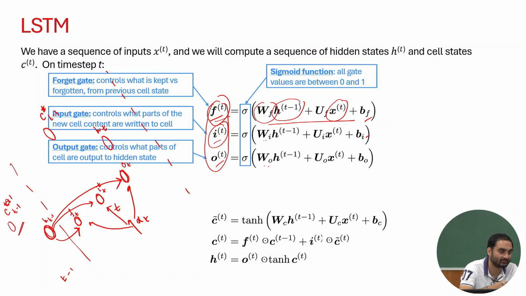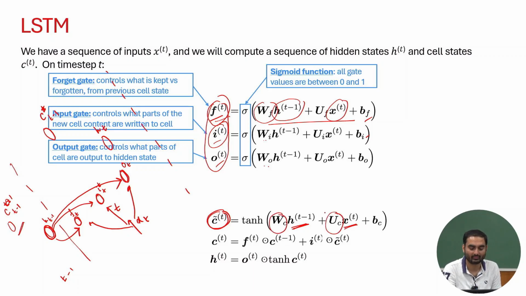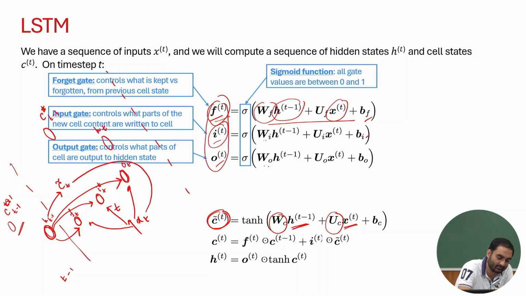Okay, now what is the next task? The next task is to generate the content at this time. The content that we will generate, this is not the cell content, this is the content that I want to write to the cell. This is called cell content. Okay, so the cell content C tilde at time t will be generated based on the previous hidden state and the current input. But look at the parameters, parameters are different, WC and UC. So the cell content C tilde at time t will be generated based on ht minus 1 and xt.